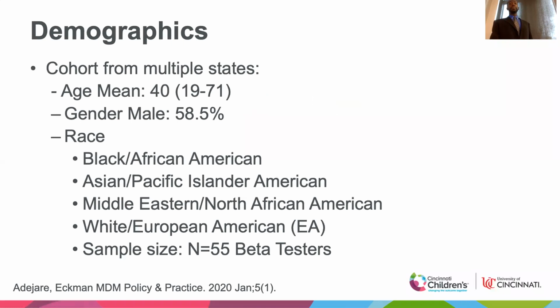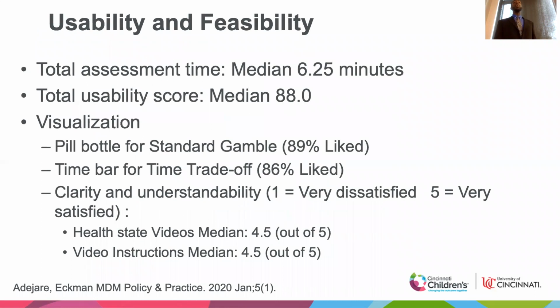So now let's get into the results. We had a diverse group of testers from around the United States, whether it was Ohio, Kentucky, Washington, D.C., or New Jersey, with a wide age range and a mean of 40. We had a fairly representative cohort with gender, as well as a diverse group of users based upon race.